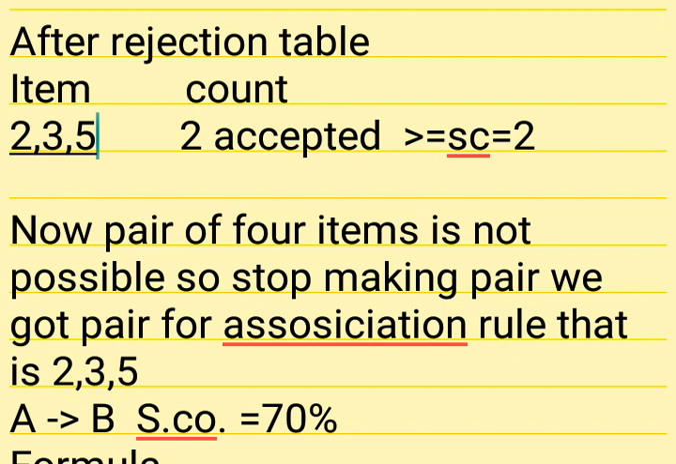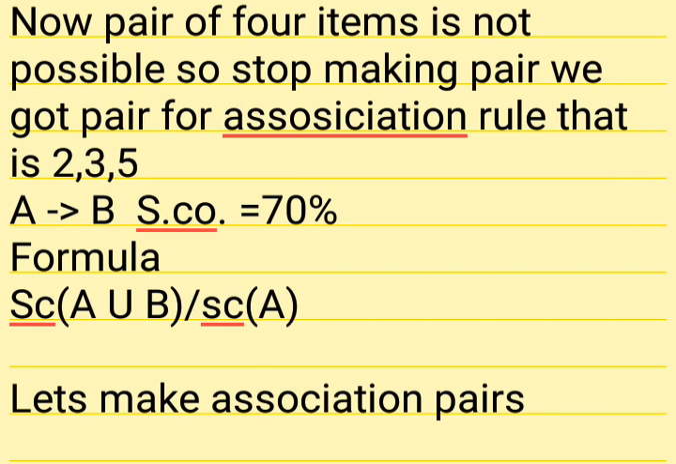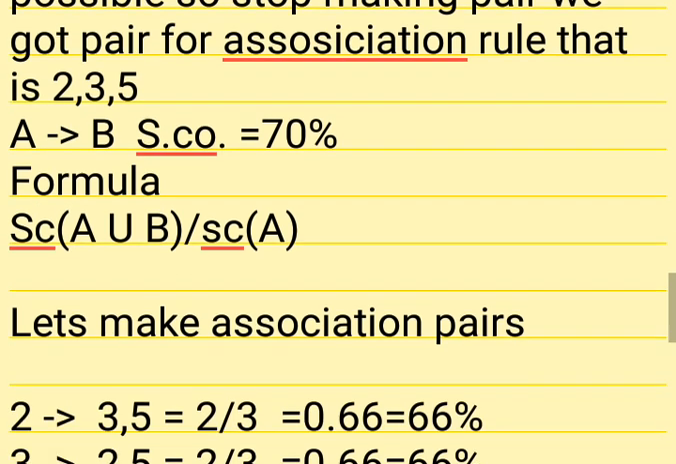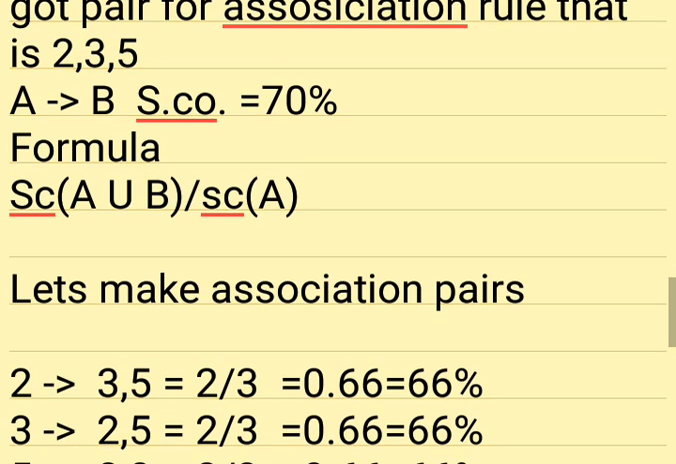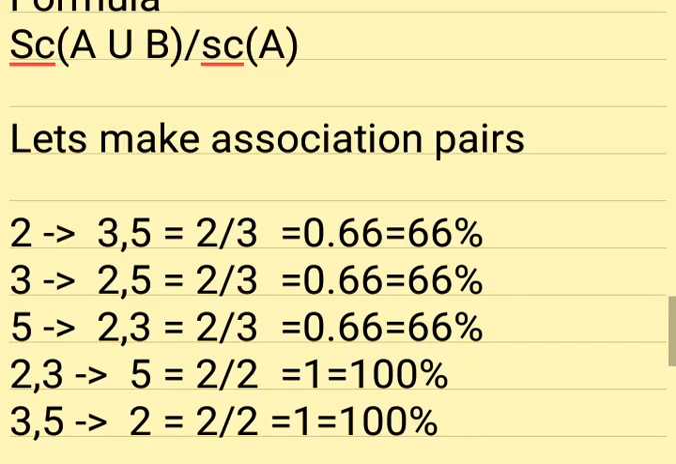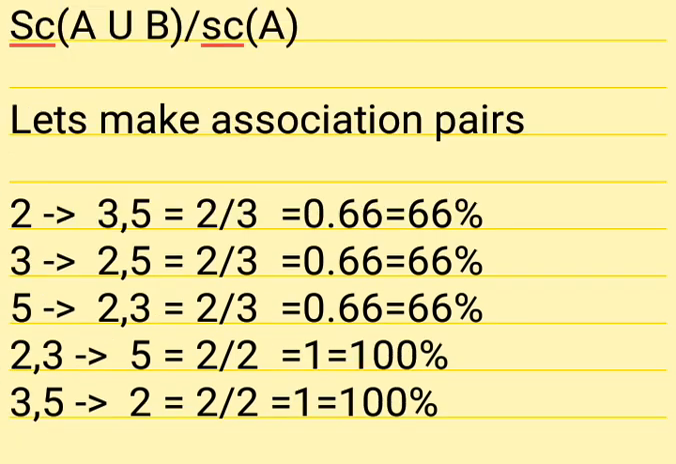So let's do the association rules. Association rule says that A must be associated with B, and the confidence given in the question is 70%. The formula is support count of A union B divided by support count of A. We will make the pairs from 2 3 5: 2 with 3 5, 3 with 2 5, 5 with 2 3, and so on.